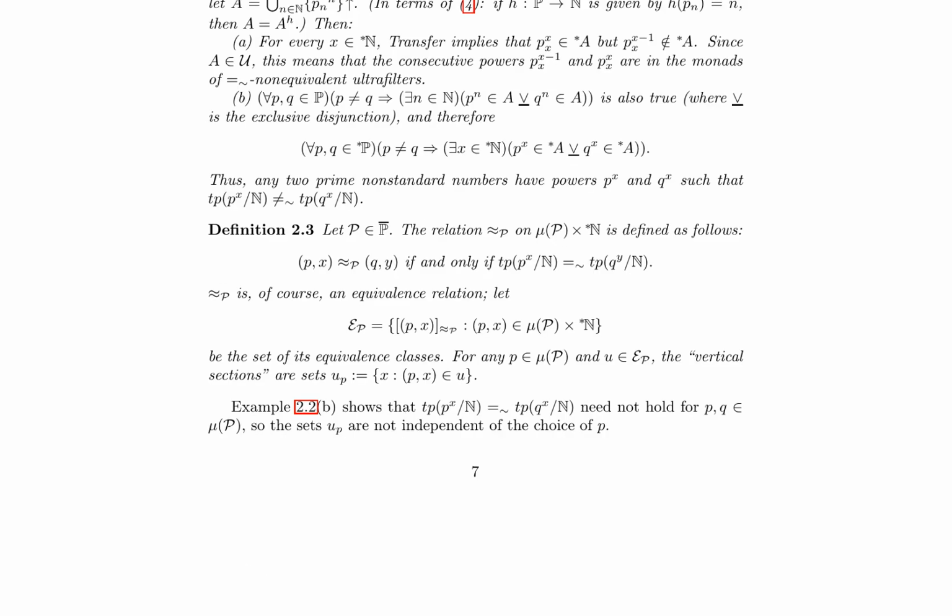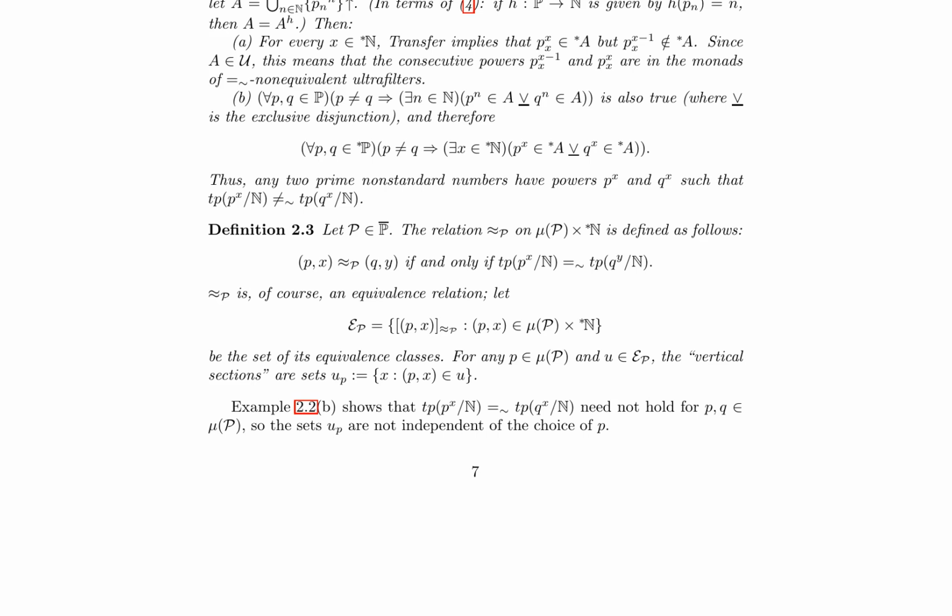The vertical sections are defined as U_p = {x : (p, x) ∈ U}, where U is an element of E_p. These sections are not independent of the choice of p, as shown in Example 2.2b. This example also demonstrates that any two prime nonstandard numbers have powers p^x and q^x such that T_p(p^x, n) ≈ T_q(q^x, n), indicating that any two prime nonstandard numbers have powers with equivalent ultrafilters.